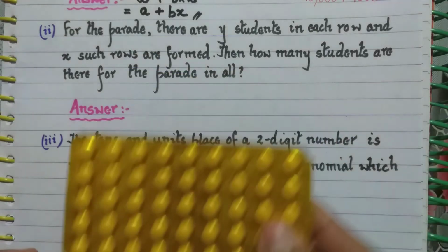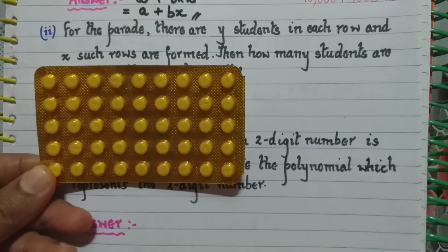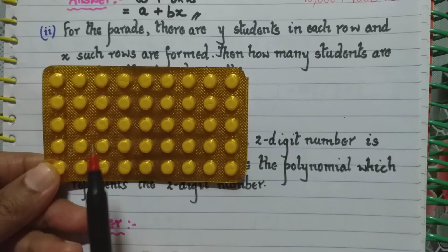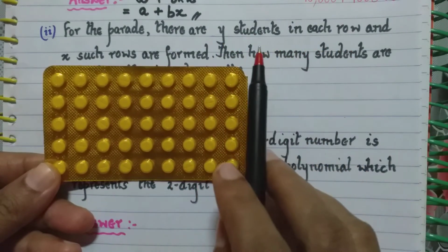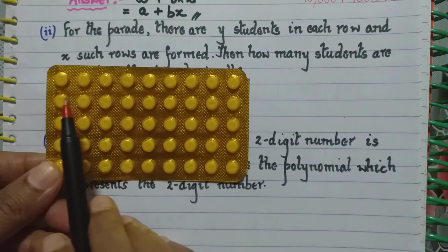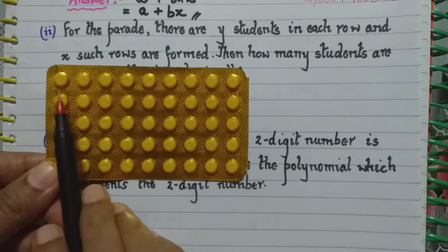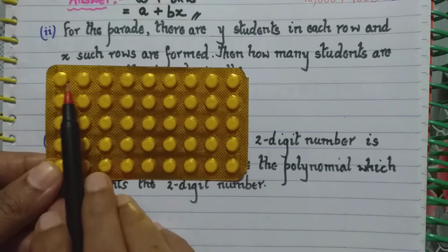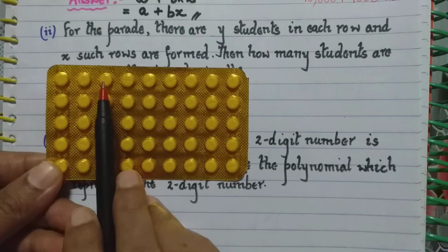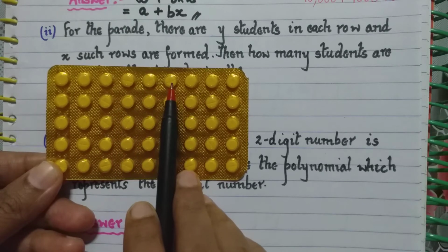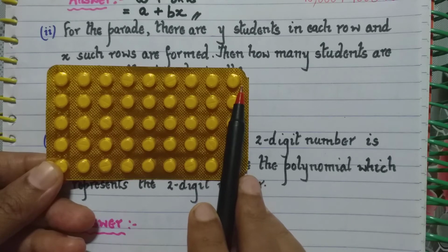To understand this, let us take this example of a medicine strip. Now you look here, they are saying there are Y students in each row. Now look at this. We have here a row and we can count the number of tablets in each row. Let me count. I have 1, 2, 3, 4, 5, 6, 7, 8, 9. There are 9 tablets in this row.